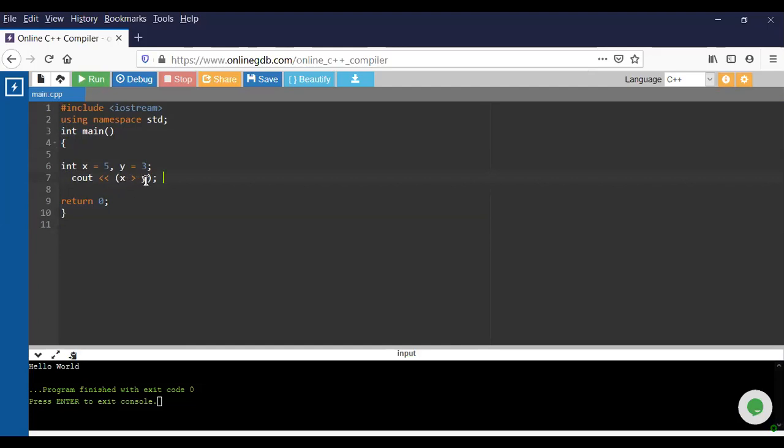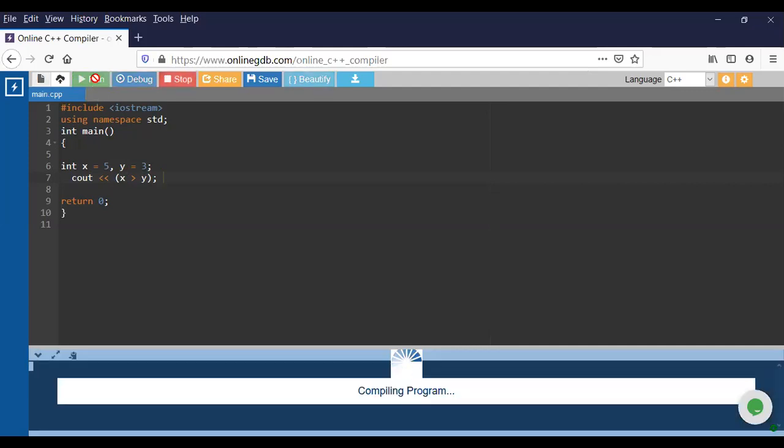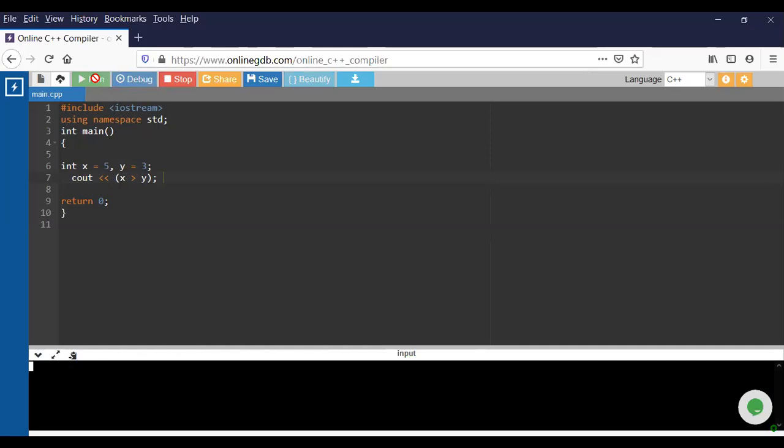Okay, x greater than y. It is a true condition, right? x is 5, which is greater than 3. This is a true condition. So when you run here, see, the result is 1 because it is true.